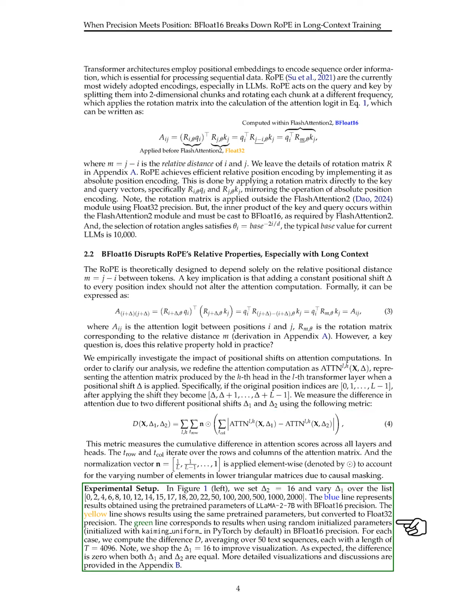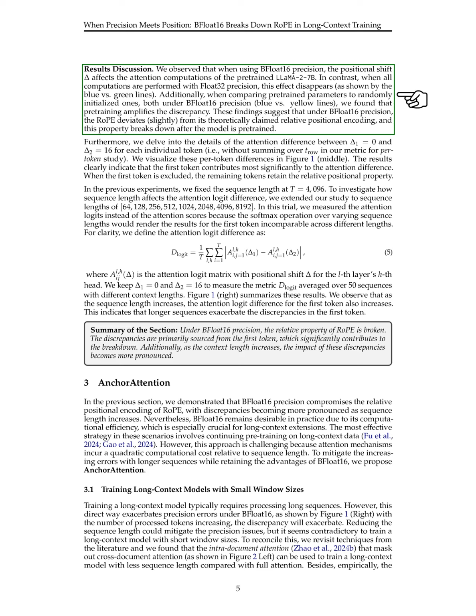In our experimental setup, we vary one positional shift while keeping another constant and observe the differences in attention scores. Our results indicate that using BFloat16 precision leads to noticeable effects on attention computations, while this effect disappears with Float32 precision. We also find that pre-training amplifies these discrepancies.